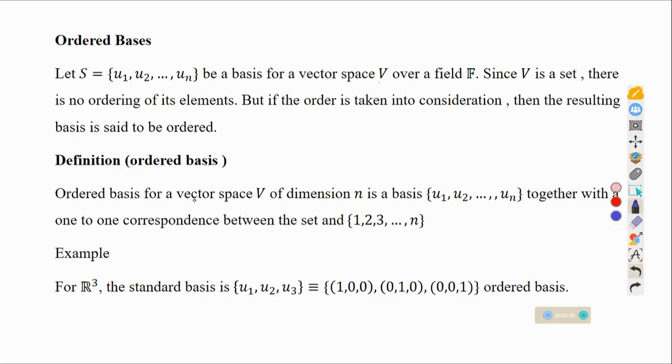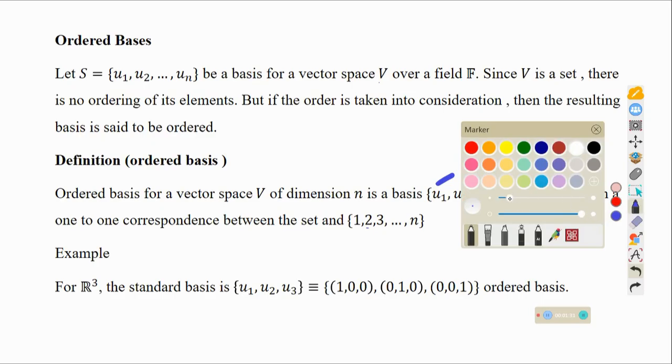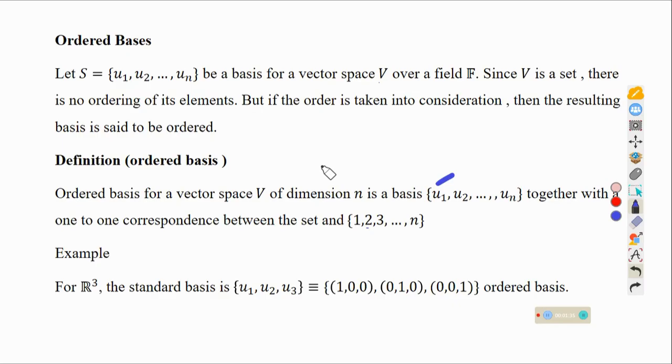The ordered basis for a vector space V of a given dimension n is a basis having elements U1, U2 up to Un together with a one-to-one correspondence between the set and the set of natural numbers from 1 up to n. In other words, when you are looking at the basis, but you are taking into consideration the position of the elements, then we shall be saying that that basis will be ordered.